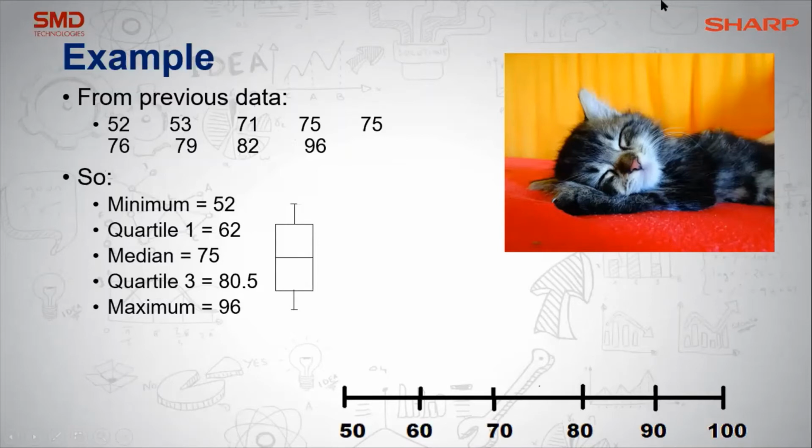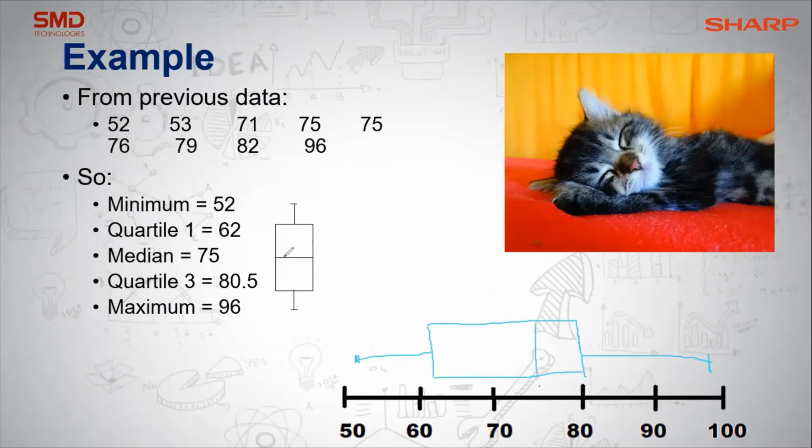So if we draw a box and whisker for this data here, our minimum is 52, so we're just going to put a little point here, and our maximum is 96. So those are our whiskers. Then our first quartile is 62, so here's our box here. And our third quartile is 80.5, so almost here. And let's just draw the box and connect the whiskers. And then our median is over here at 75 in there.